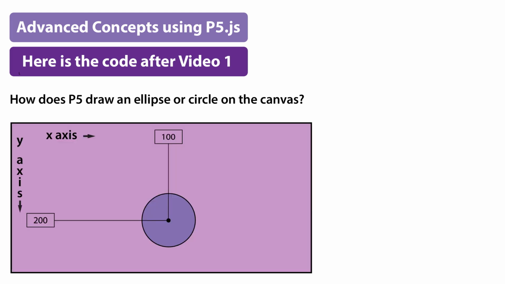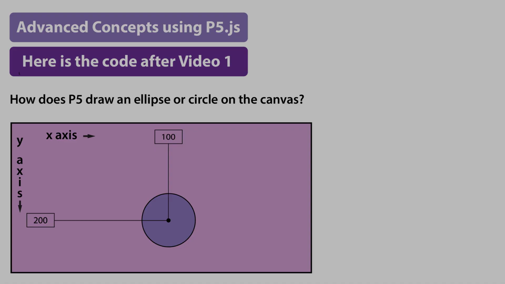If we want to see how P5 draws an ellipse or circle to the screen, what it's doing is drawing the center of the circle according to the X and Y position. So we gave the ellipse command the x position of 100 and a y position of 200. So that's basically where the center of the circle is.